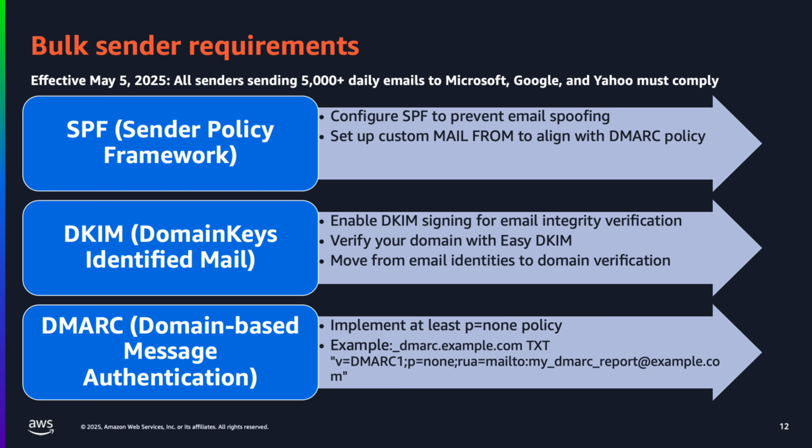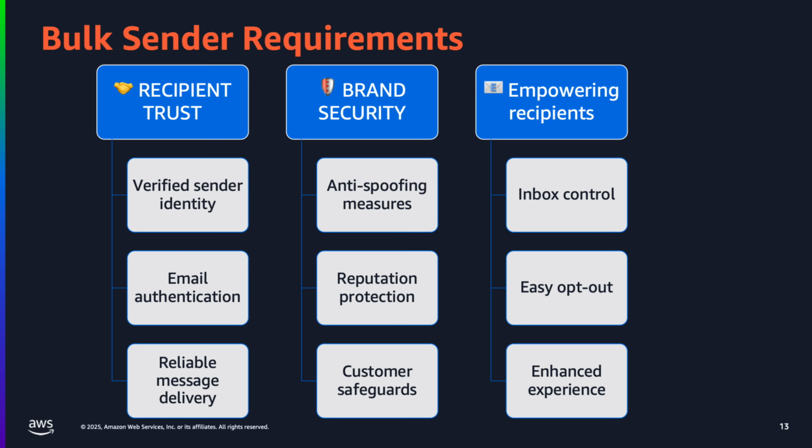These requirements mandate that bulk senders must authenticate all emails using SPF, DKIM, and DMARC protocols to verify sender identity and prevent spoofing. Bulk senders must maintain exceptionally low spam complaint rates to ensure consistent inbox placement. Mailbox providers closely monitor when recipients mark emails as spam, and high complaint rates can result in delivery issues or complete blocking. This requirement emphasizes the importance of sending relevant, wanted content to engaged subscribers only.